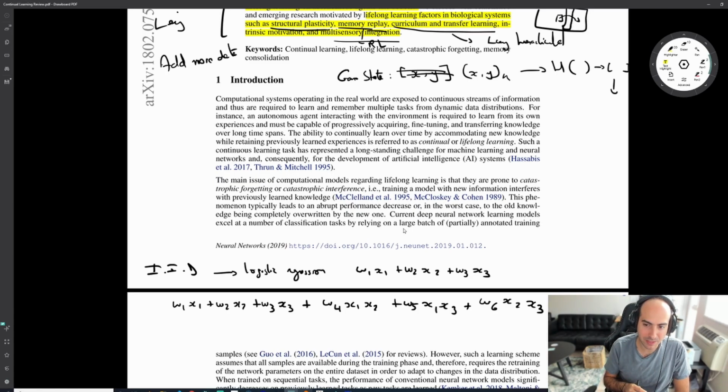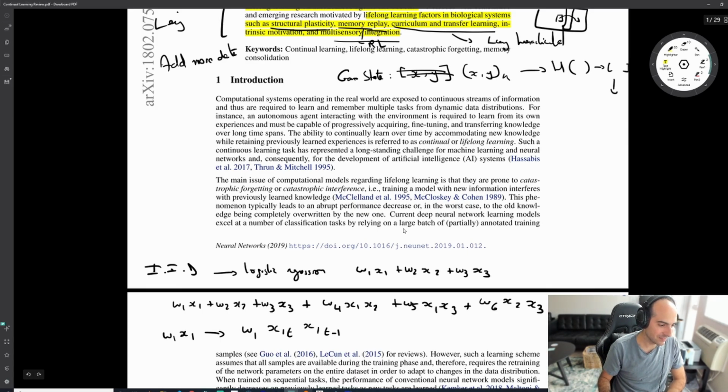But now if you also assume that features can be dependent on themselves, then you end up with the setting where you can't just say W1 X1, but you have to instead say W1 times X1 at time t times X1 at time t minus 1. So you're actually encoding the time. Think of this as time dependence, and think of this as feature dependence, right? So why don't we do this?